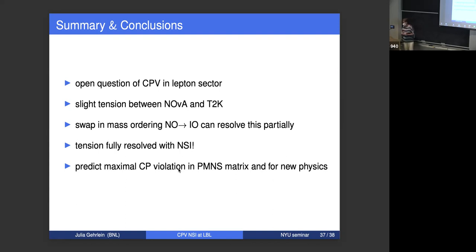This is, of course, very exciting if this were to be true. The future will tell us. T2K and NOvA are still running and are going to run until basically JUNO will come up. So, yeah, stay tuned for the next couple of years and for the ultimate resolution of whether CP is violated in the electronic mixing matrix or not.